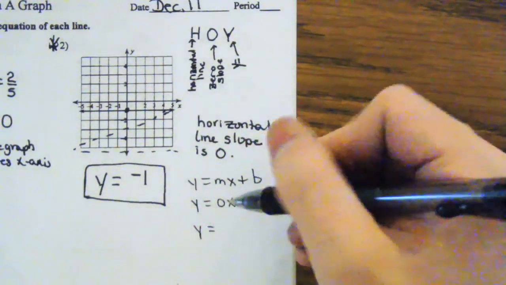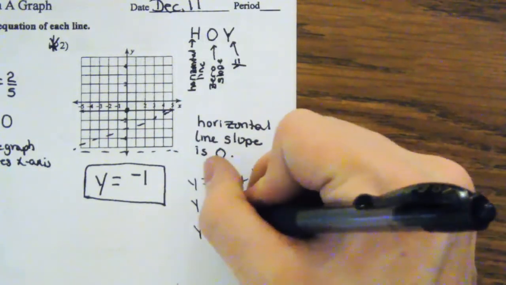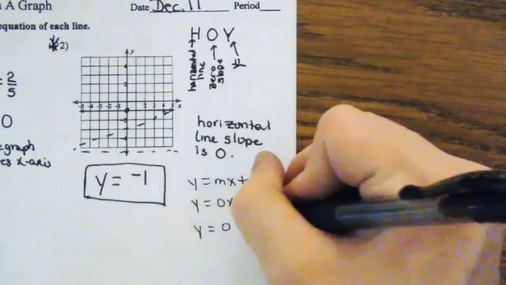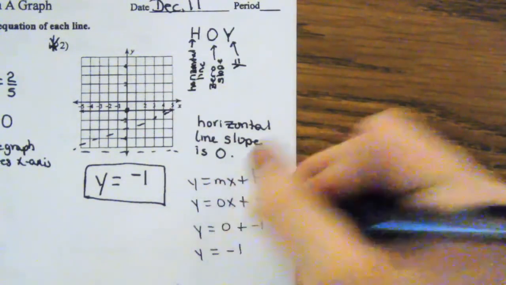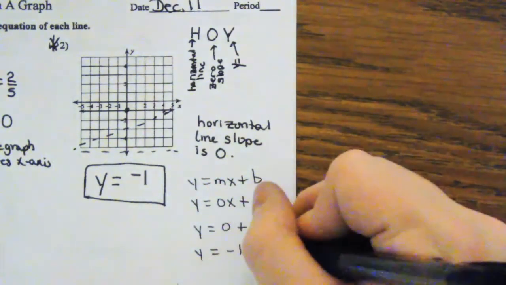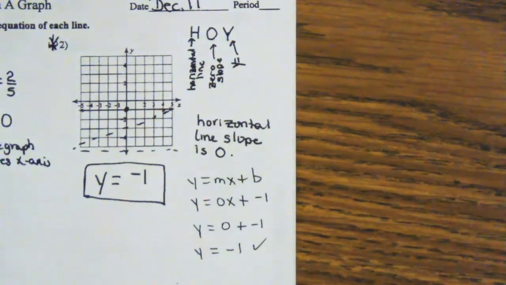Now, since I have 0x, 0 times x is going to give me 0. And then 0 plus -1 is just -1. So that's going to be my answer. Y equals -1. This always occurs when you have a horizontal line.